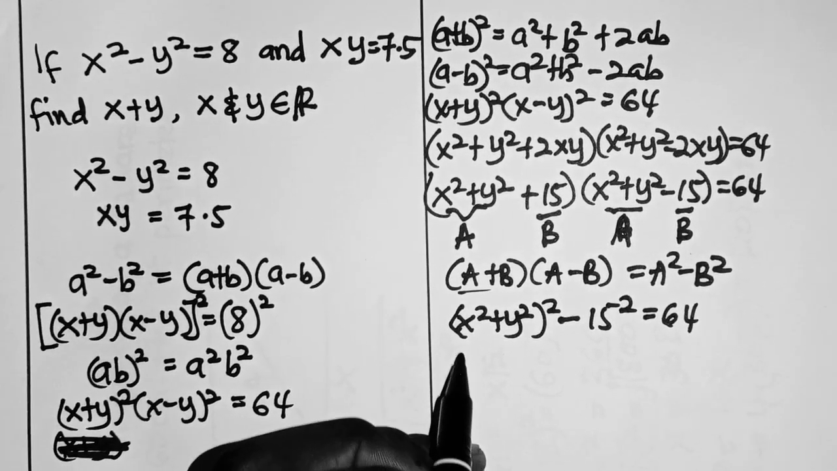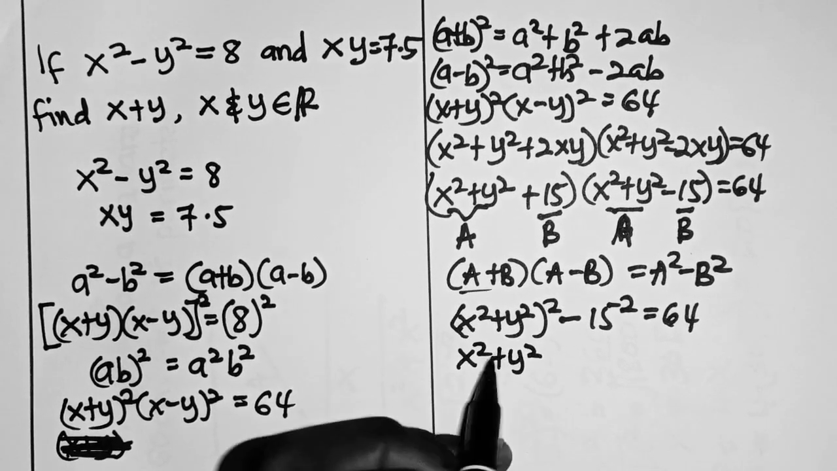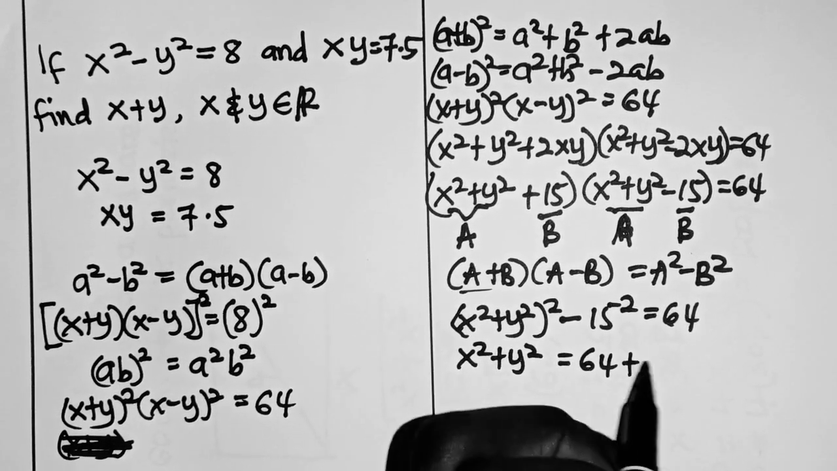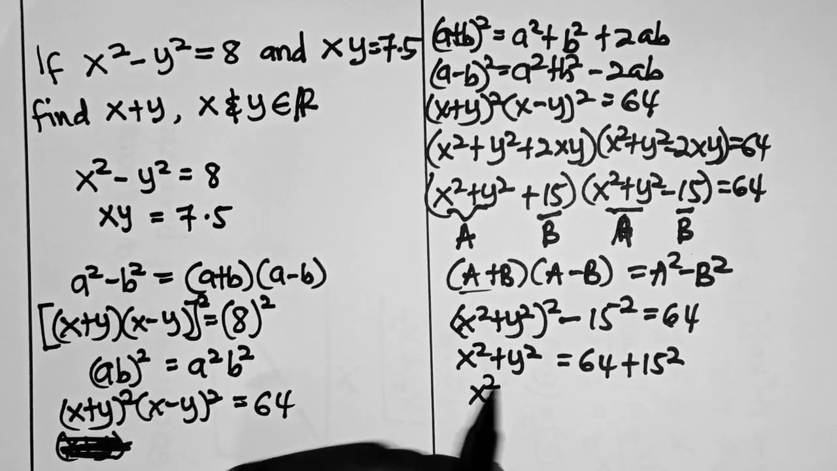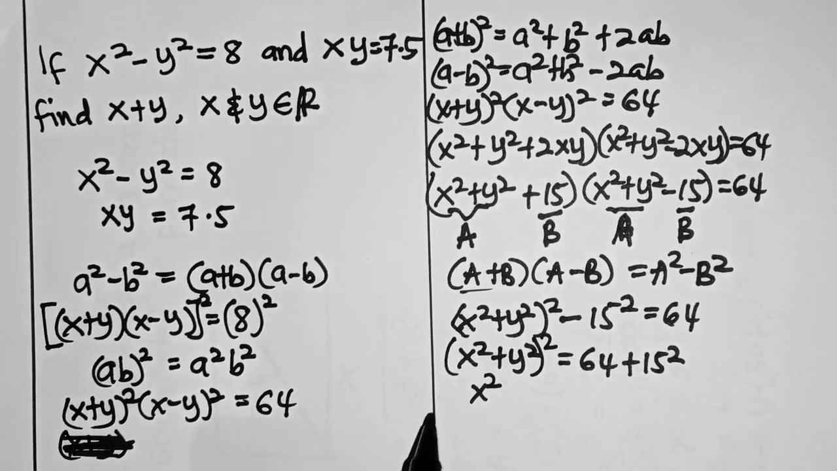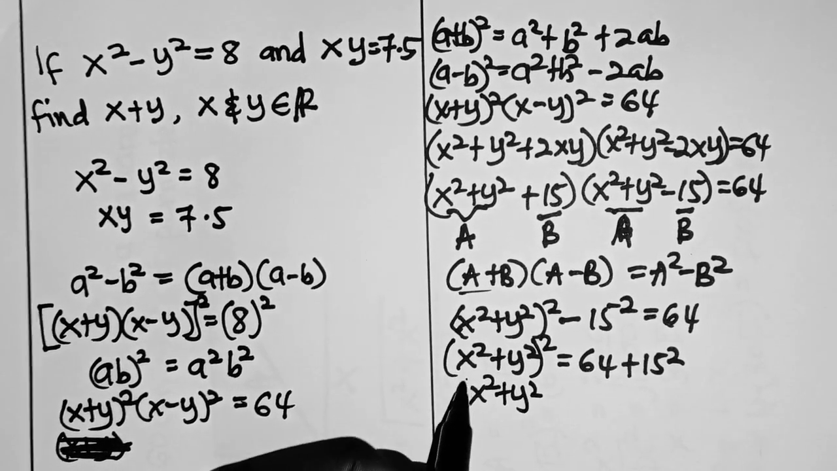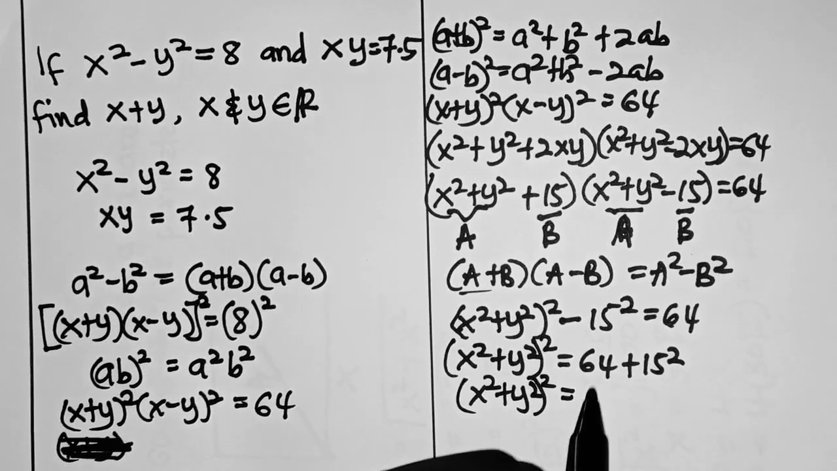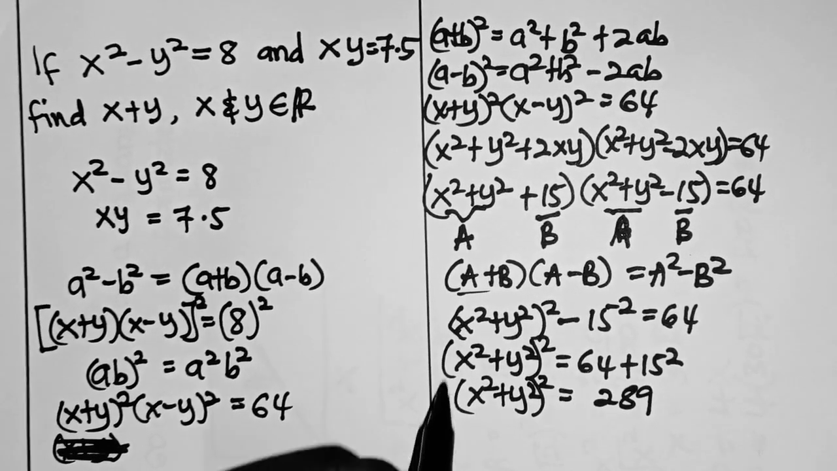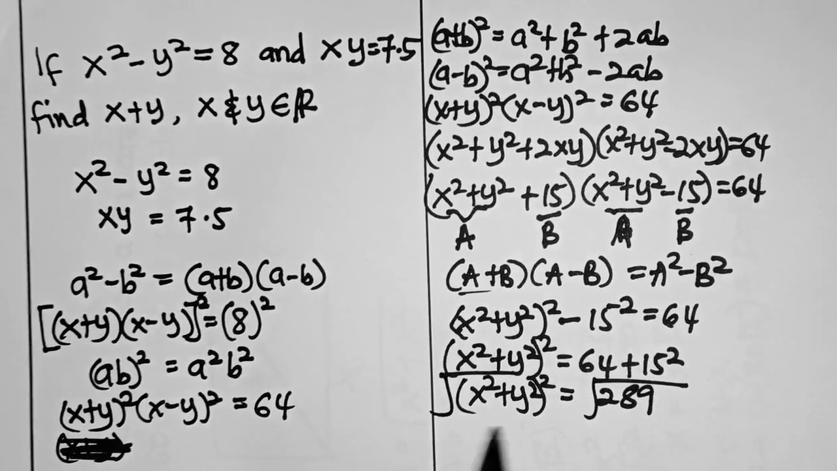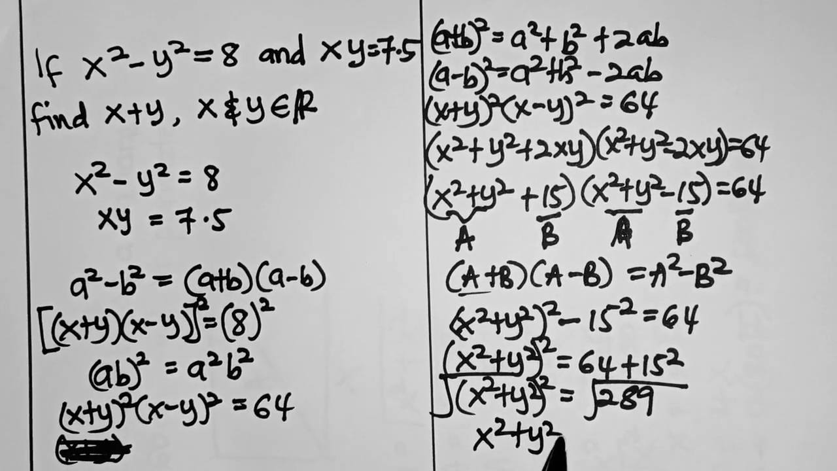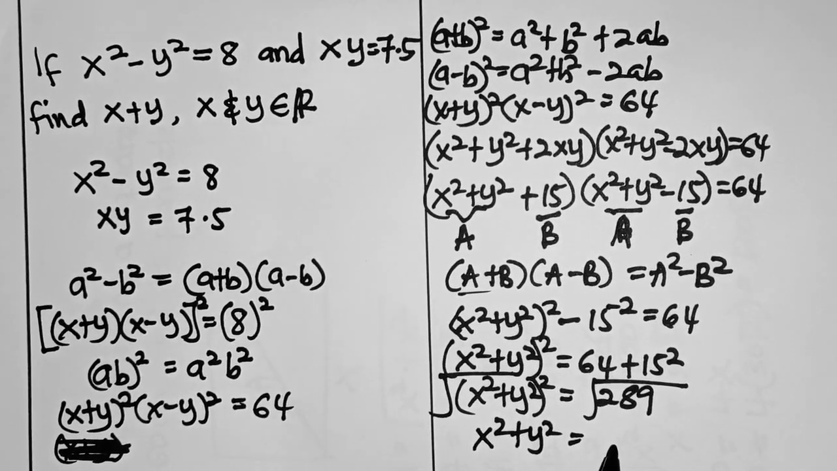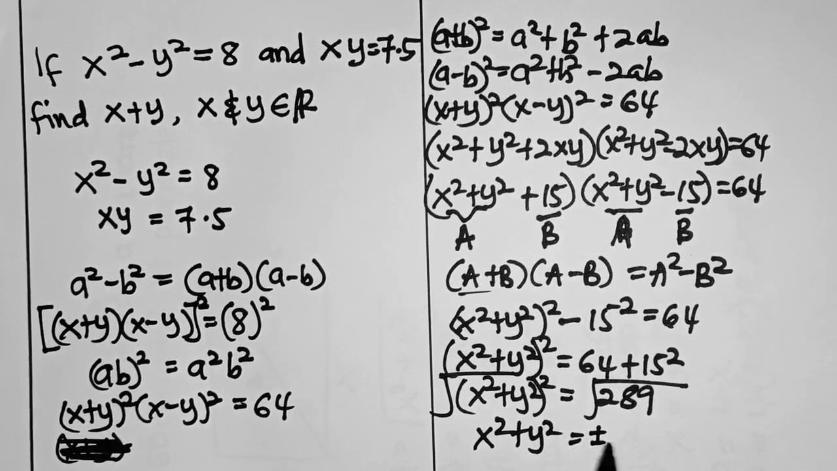So x squared plus y squared all squared is equal to 64 plus 15 squared. Sorry, there's a square here. x squared plus y squared all squared is equal to 64 plus 15 squared, which is 289. So here is 289. So if we take the square root of both sides, we find out that x squared plus y squared is equal to the square root of 289, which is 17. So here is plus or minus 17.